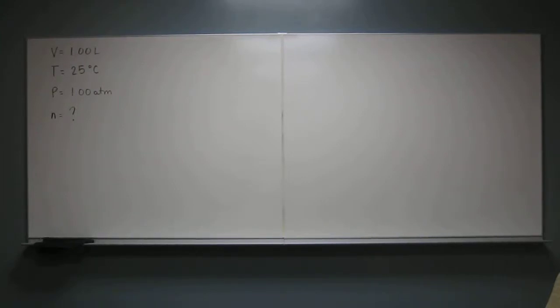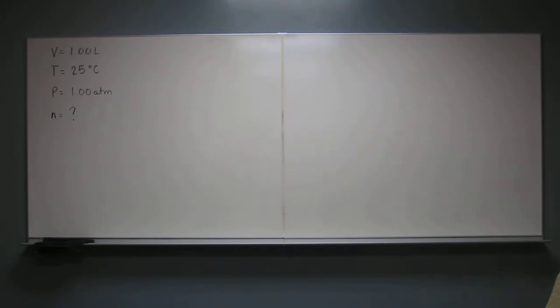Okay, let's try this problem. It's a little more difficult, I guess. It says a 1.00 liter flask contains nitrogen gas at 25 degrees Celsius and 1.00 atm of pressure. What is the final pressure in the flask if an additional 2.00 grams of nitrogen gas is added to the flask and then the flask is cooled to negative 55 degrees Celsius?